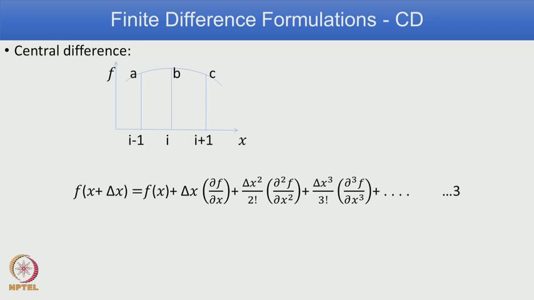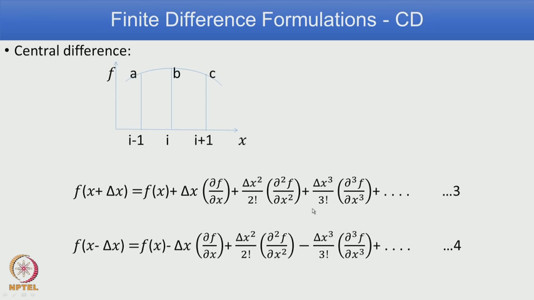So, we again write down expression for Taylor series expansion f of x plus delta x like this, and f of x minus delta x as shown here in equation 4, and these two are familiar. Now, we have to do again a small arithmetic operation, and we observe here dou f by dou x, another dou f by dou x from equation 3 and 4 respectively.